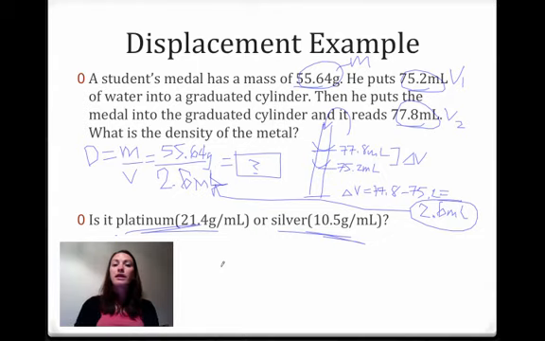Remember, density is a characteristic property, which means you should be able to tell which metal it is based on the density. So which has a more similar density, platinum or silver? And I want you to write that down in your notes as well. All right? Excellent.